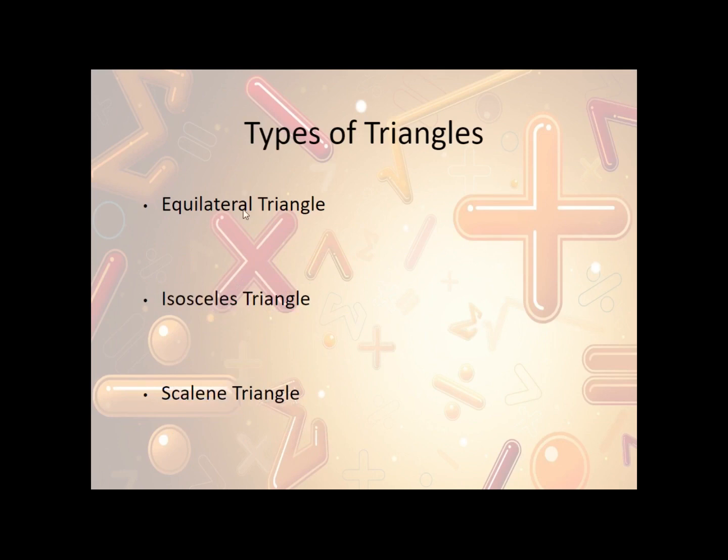So what do these look like? Equilateral, remember, is all sides congruent, all angles congruent. So it looks like this. So all the sides are the same and all the angles are the same. Isosceles triangle has 2 sides, this side and this side the same, and the opposite angles the same. Scalene is just kind of random. All the sides, all the angles are different.